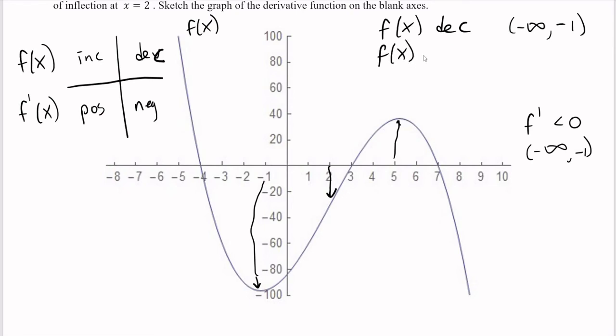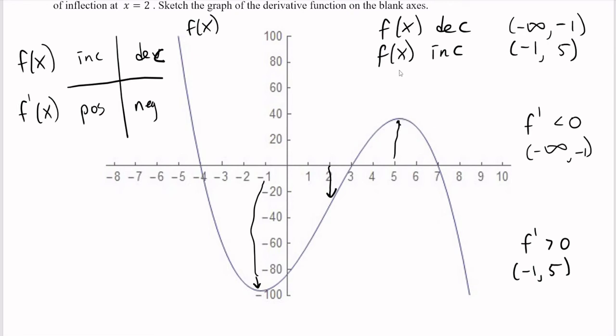Okay, if this is increasing, then where's it increasing? It's increasing from negative 1 all the way up to 5. What does that tell me? That tells me that my derivative is positive on these values. So I better make sure when I draw this function for these x values, my derivative stays above the x-axis.